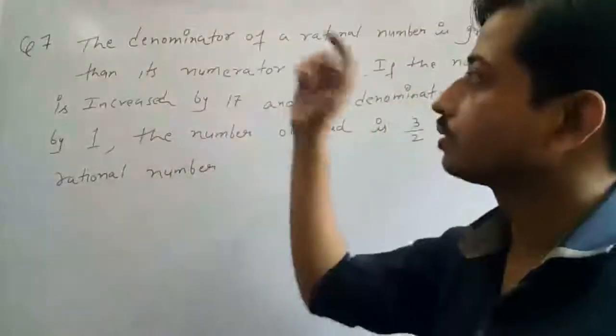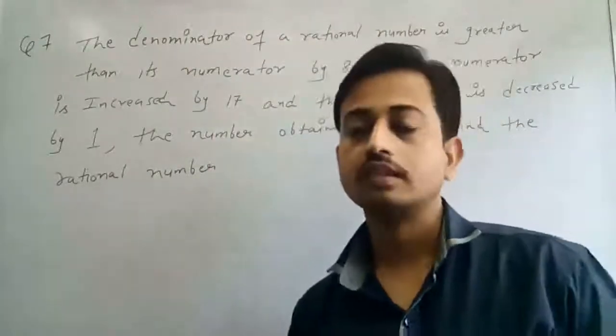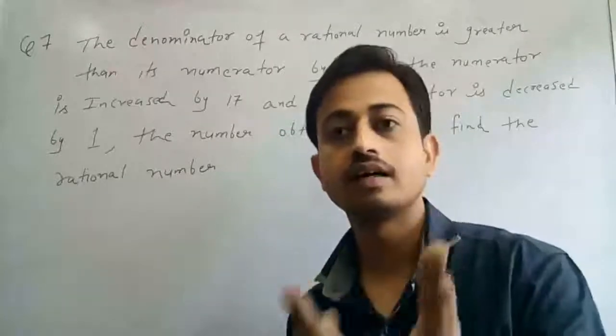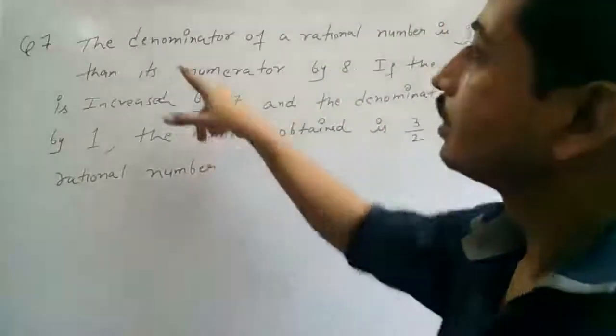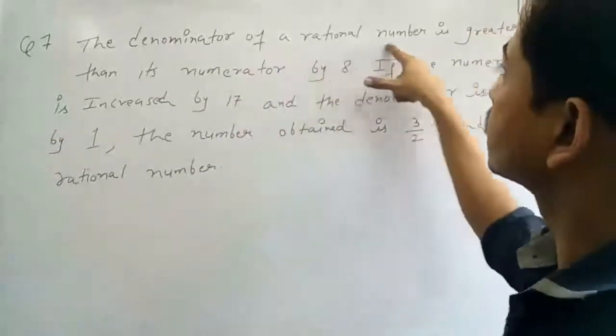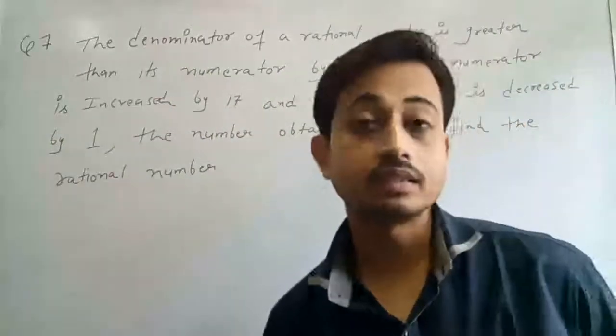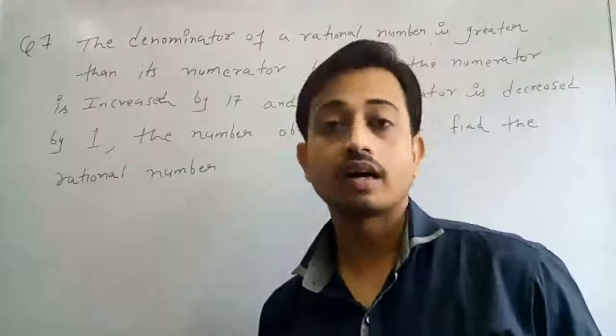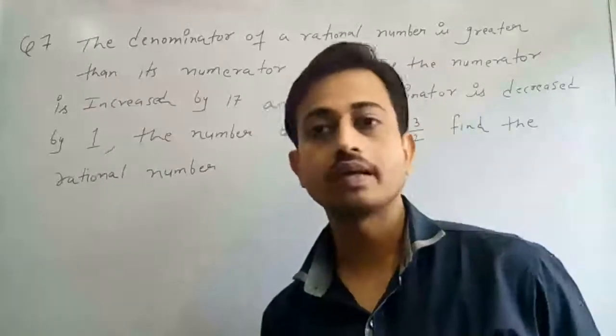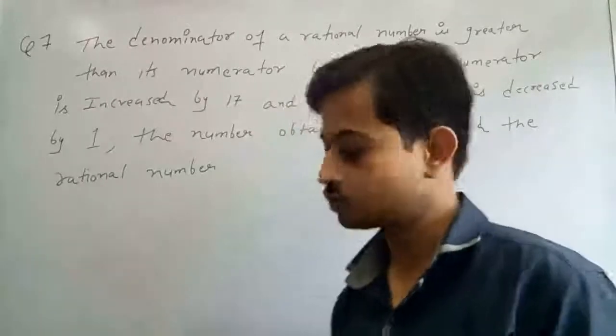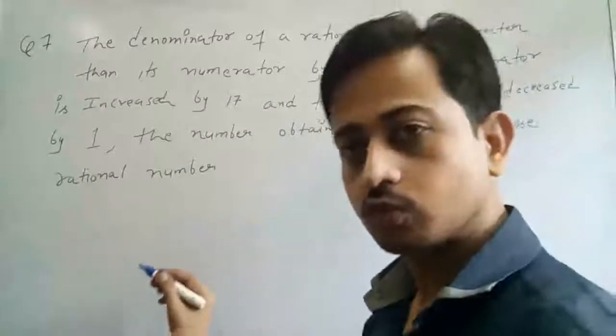Now look at question number 7. It is also a statement-based question, so please read very carefully. The denominator of a rational number. It means we are talking about a rational number, which is in terms of p by q. It means numerator and denominator. So how do we get the solution? It's very easy.